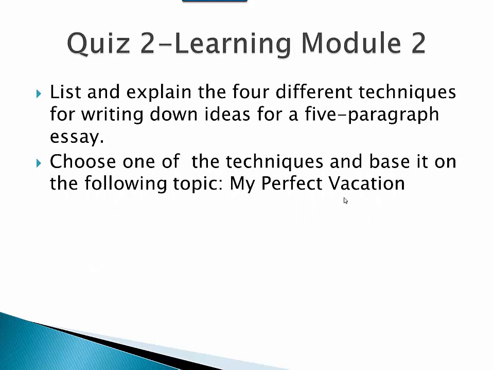So now I have quiz 2 for learning module 2. Again, as before, look at the questions, study the material presented in this module, and answer the questions without looking at the information in the module. So the questions are: list and explain the 4 different techniques for writing down ideas for a 5-paragraph essay. Choose one of the techniques and base it on the following topic: my perfect vacation. So for the second one, you would do any one of those and send in that example so that I can look at it.